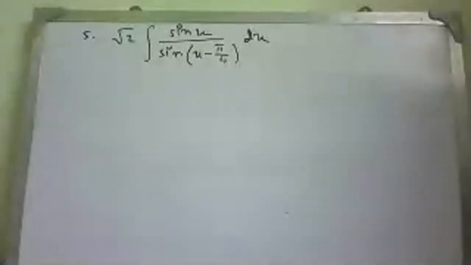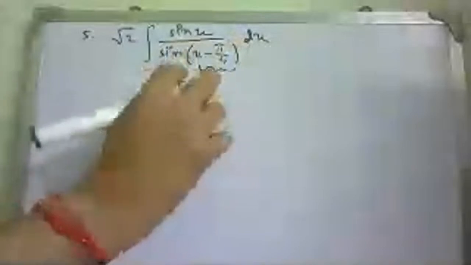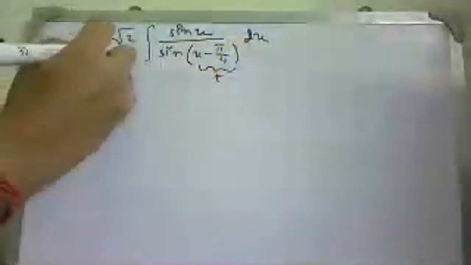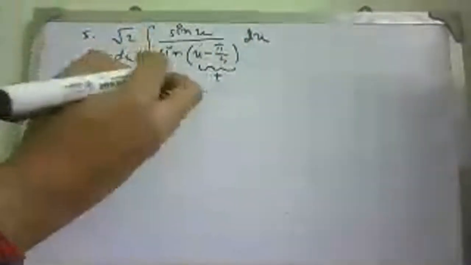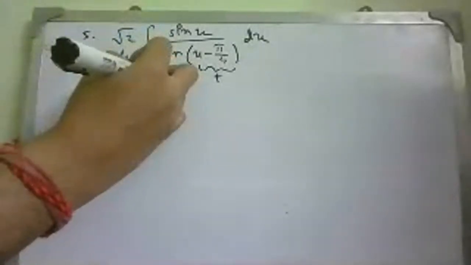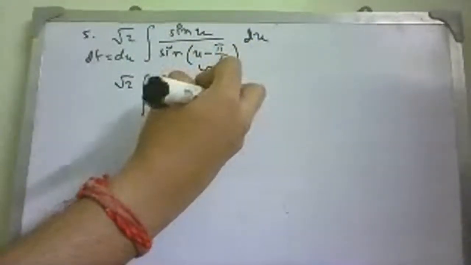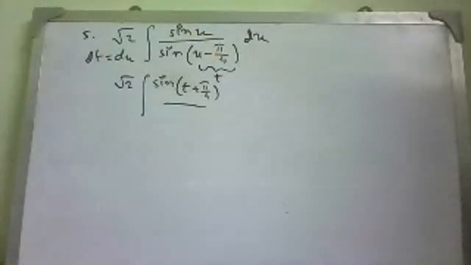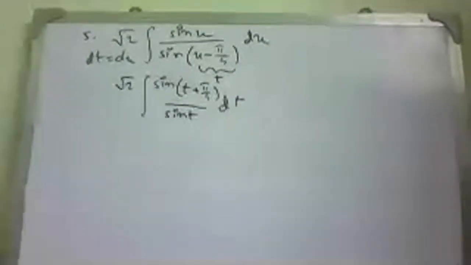So this particular question is quite similar to the first question that we had done. It's pretty much the same question. Instead of alpha, we just have a particular value over here. So we are assuming that this particular thing is t. Clearly we can see that dt and dx are basically the same thing. And so we can write that this is sin(t plus pi over 4) over sin t dt.